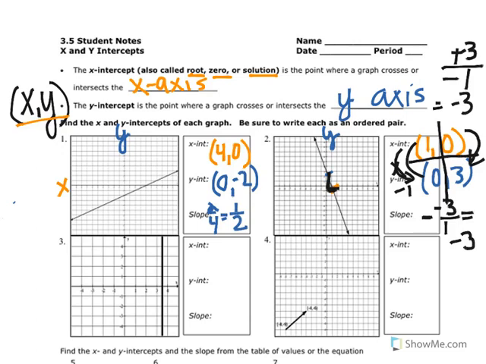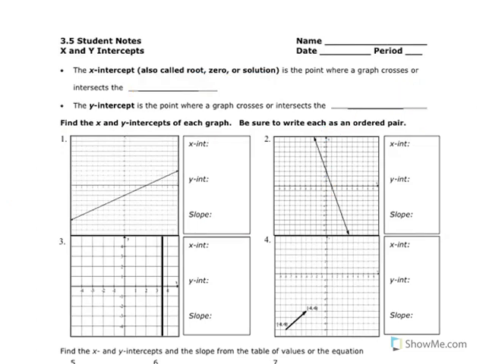Okay, so let's take a look at number 3. It's a little bit more unusual. We want to find the x and y intercepts. So where does the graph of the line cross the x-axis? Well, it's right here. And so we would say that's approximately 3.5, comma, 0.